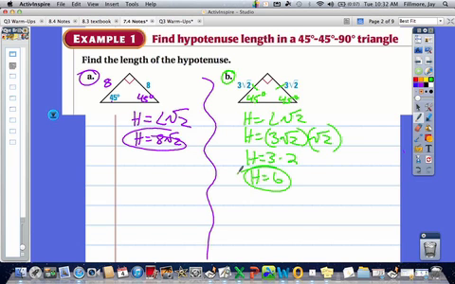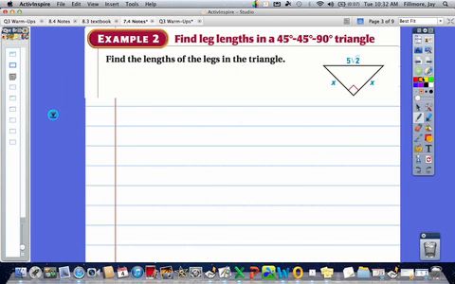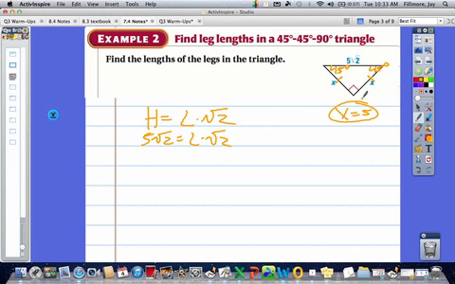Let's try a third example. Let's say now we're going to find the legs, and we know the hypotenuse. Well, again, this is isosceles and a right triangle, so these have to be 45 degrees. And we know the hypotenuse equals the leg times the square root of 2. Here our hypotenuse is 5 root 2, and we don't know our leg, but 5 root 2 equals L root 2. L has to be 5. You can use mental math to simply say that x is 5.